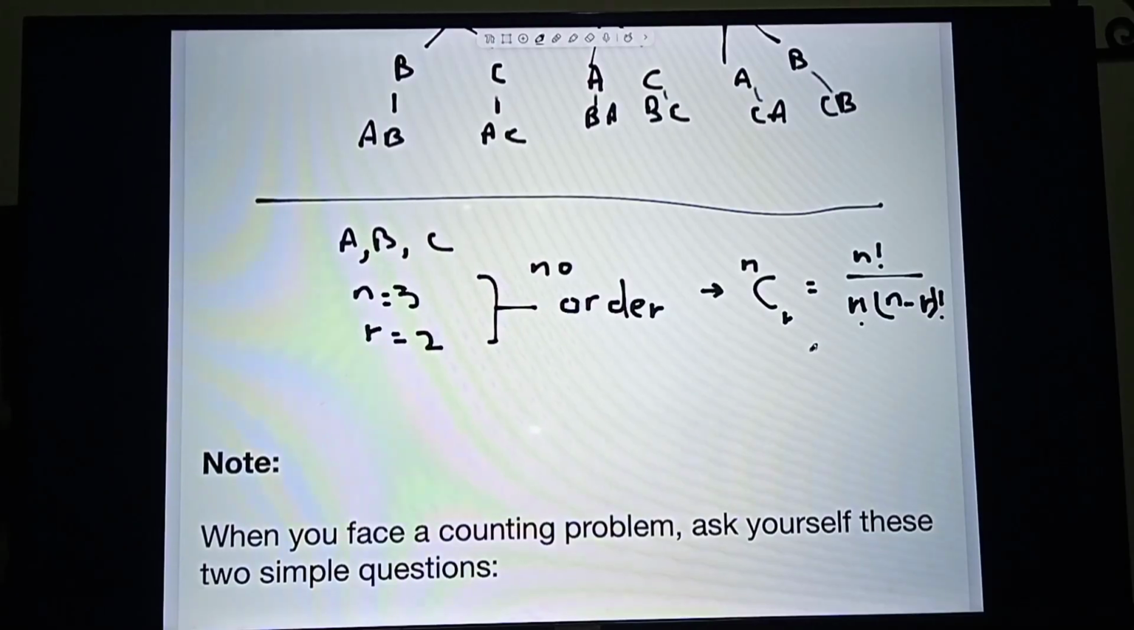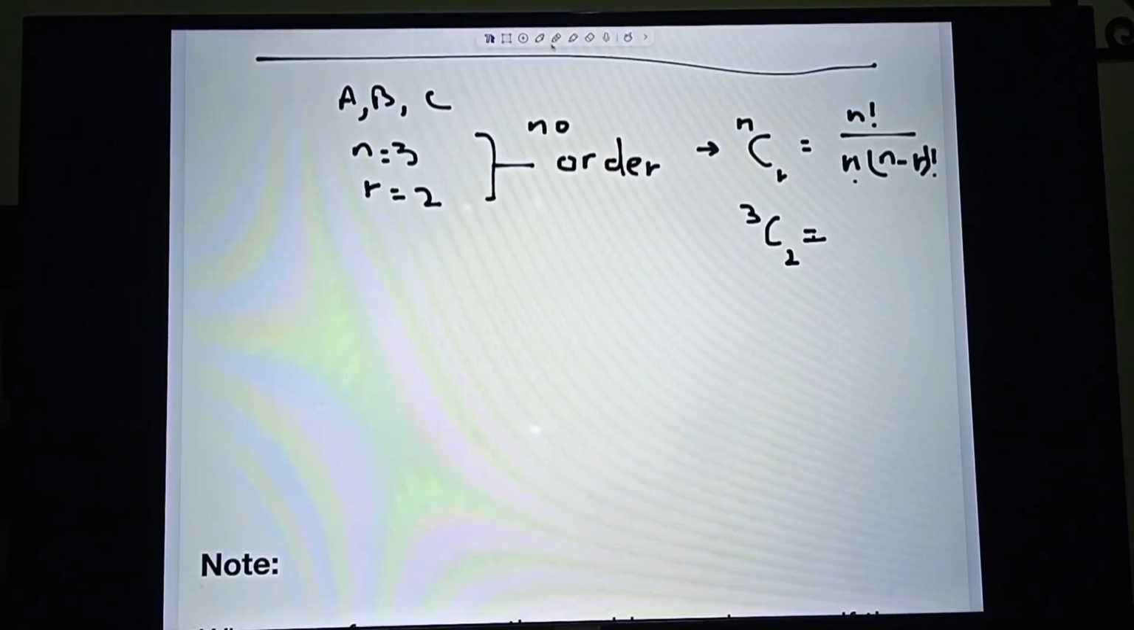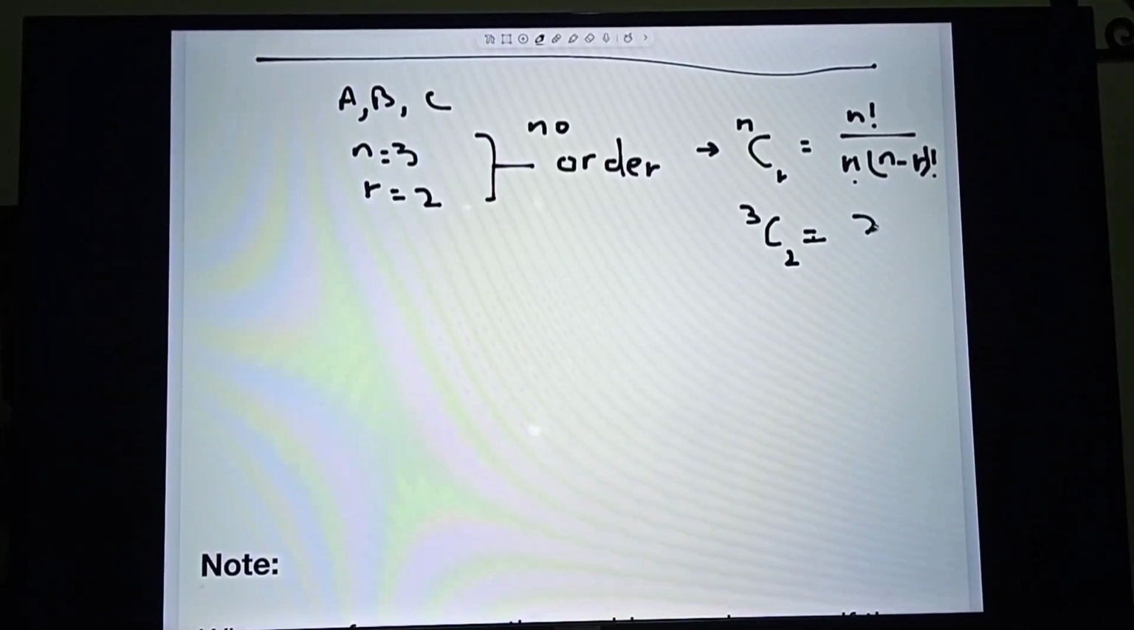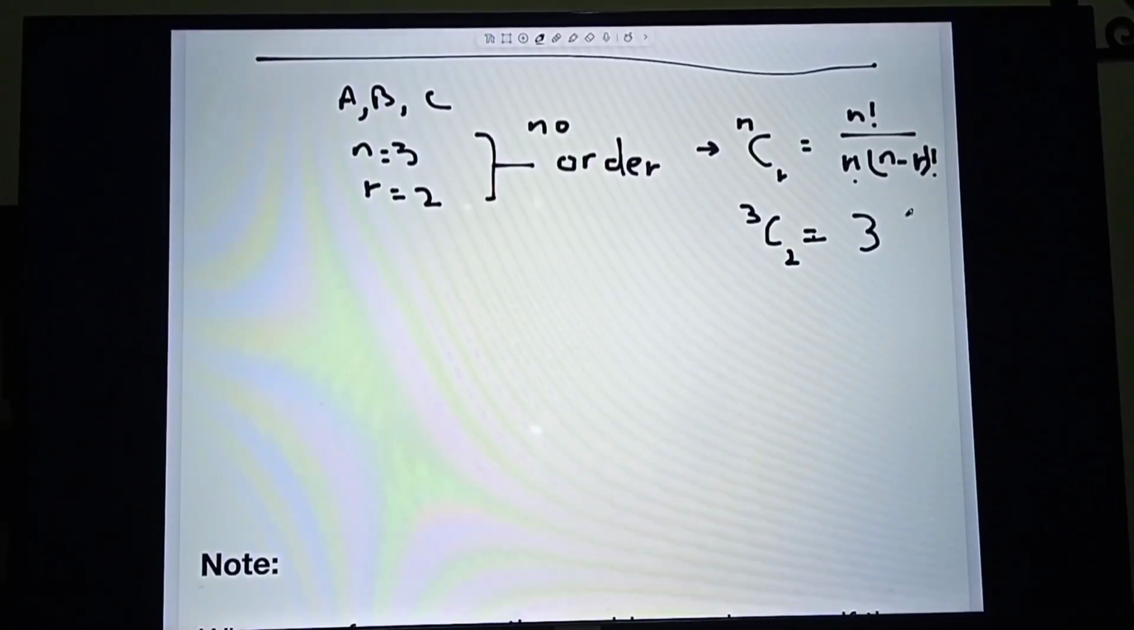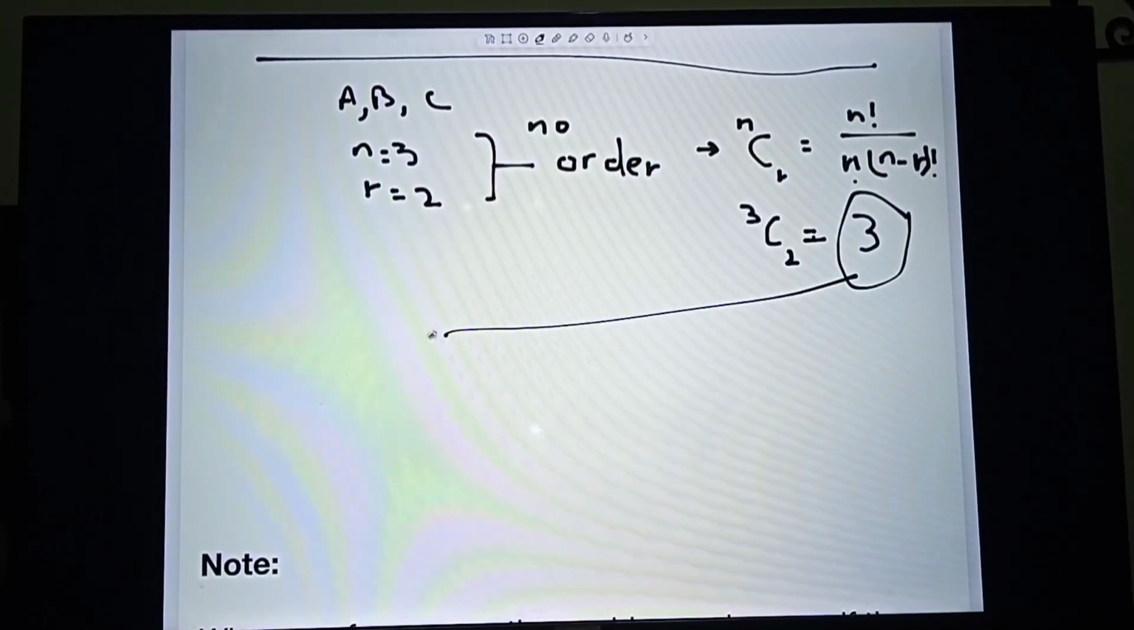And when you solve it, that is, when you put values in it, C2, the answer will be 3. Okay, now how will you get this 3?